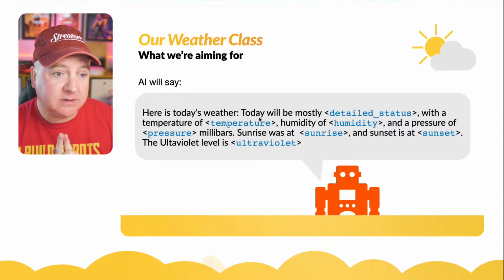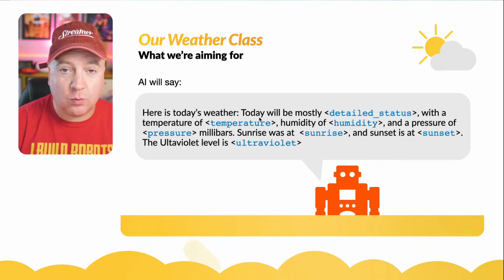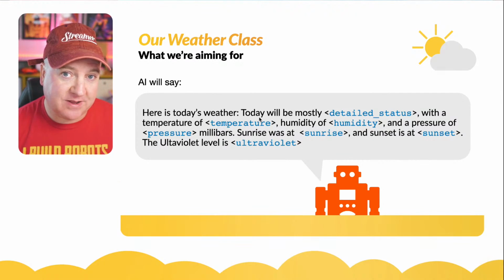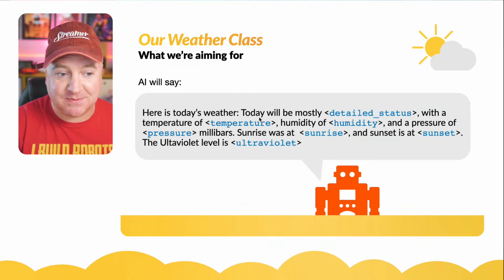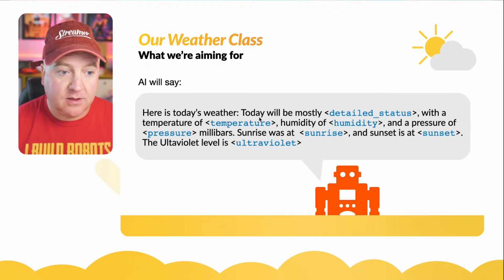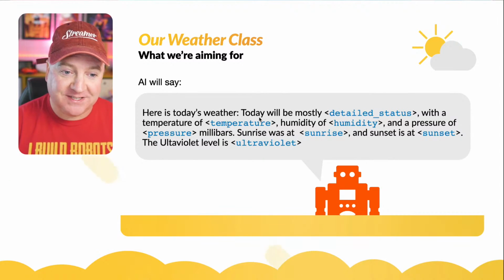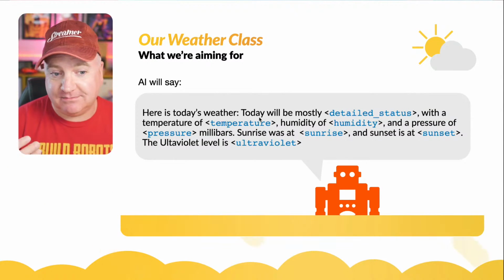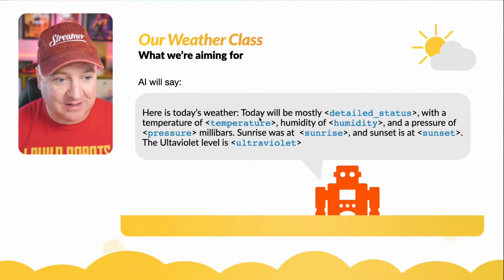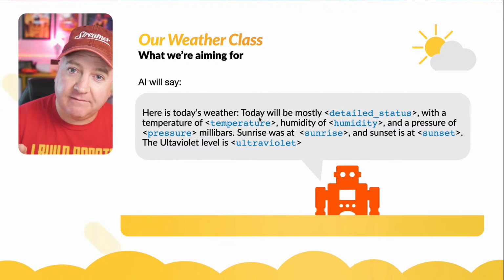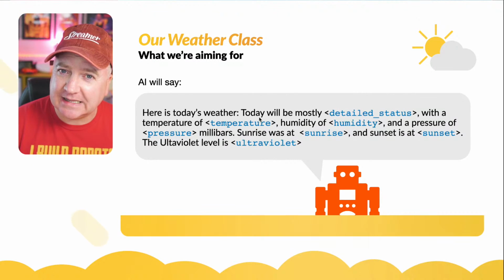So what we're aiming for, we're going to build a new class that's a weather class. And what I want to be able to do is call a function like forecast, and it comes back with a string that we can then pass to our speech synthesis library, alf, and alf.say, and then he'll say something like, here is today's forecast. Today will be mostly, and it'll give the detailed status like cloudy, with the temperature of whatever the temperature is, humidity of the humidity, with the pressure of whatever the pressure is in millibars, and then the sunrise at whatever time the sunrise is at and the sunset time as well. And then finally, the ultraviolet level is, and then we can get back a value of between 1 and I think it's 11.